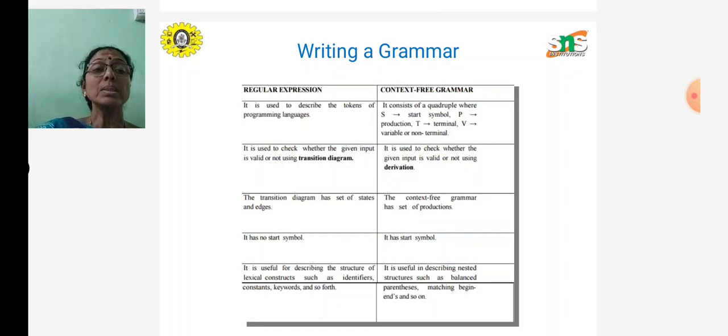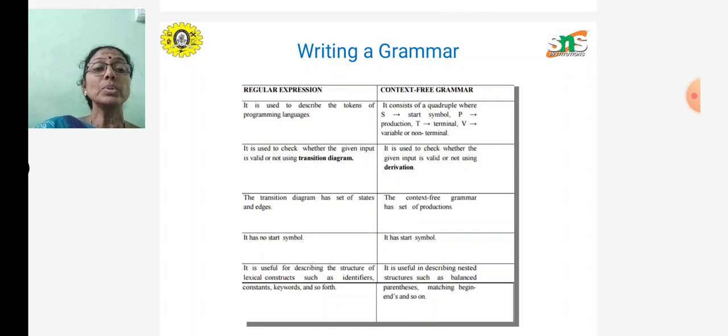CFG is used to check whether the given input is valid or not using the derivations. In the regular expression, only using the transition diagram do we check whether our input statement is accepted or not. The transition diagram is a set of states and edges. The context-free grammar is a set of productions, and using the productions we derive the input strings. In the regular expression we don't have any start symbol, but in the CFG we have a start symbol.